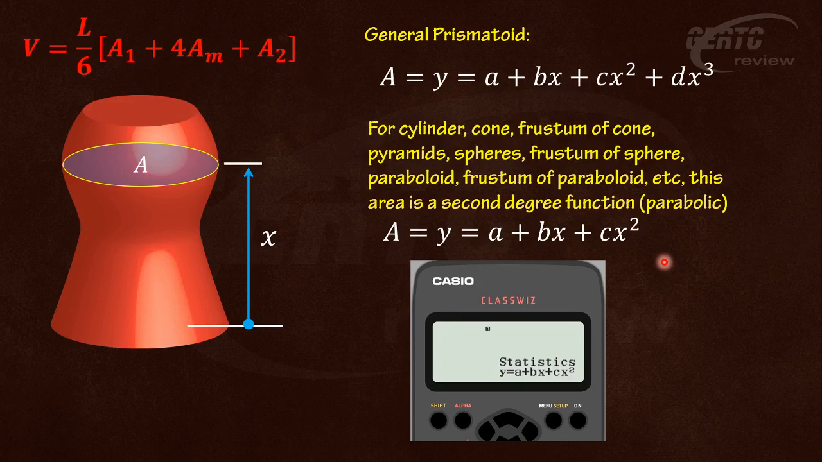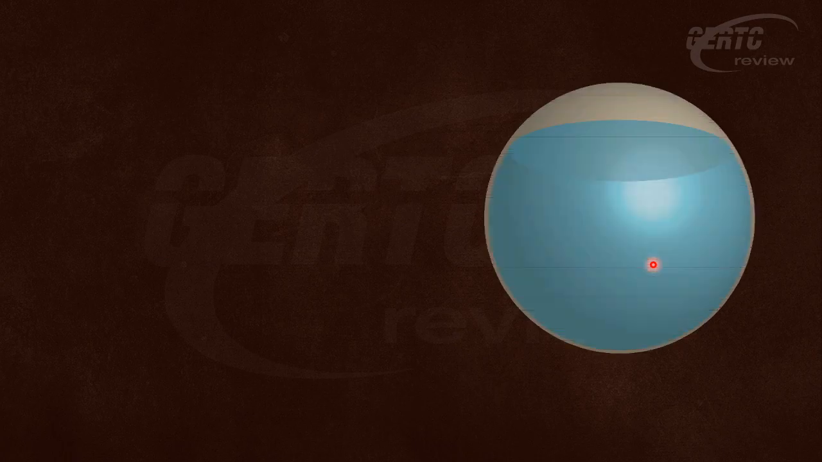Okay, so how do we do this? Our mission is to solve ABC. So take note. We must need three boundary conditions, three conditions for the calculator to solve for A, B, and C. Three conditions or 3 points. Remember that. So let's go back to our sphere.